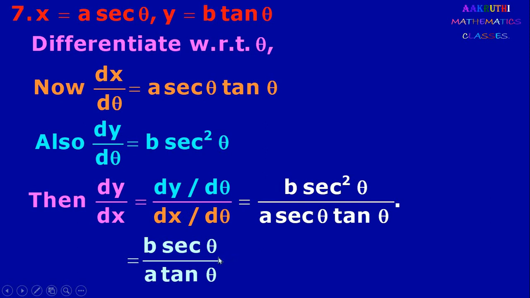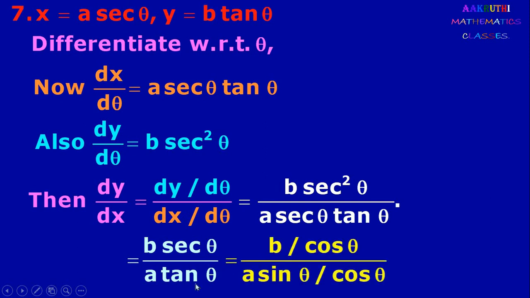Again we can simplify this. Secant theta can be written as 1 by cos theta and tan theta can be written as sin theta by cos theta. It is b divided by cos theta, a into sin theta by cos theta. So again cos theta cancels. Remaining is b divided by a sin theta, and taking sin theta to the numerator we get b by a into cosecant theta. So dy by dx is b by a into cosecant theta.